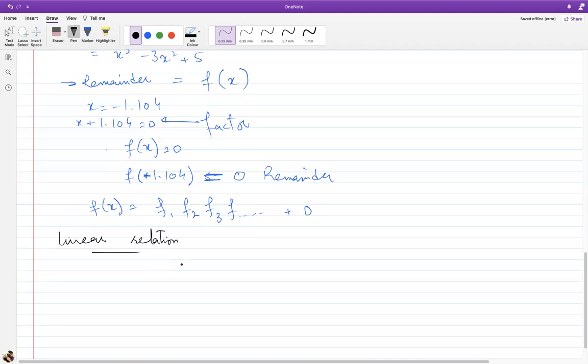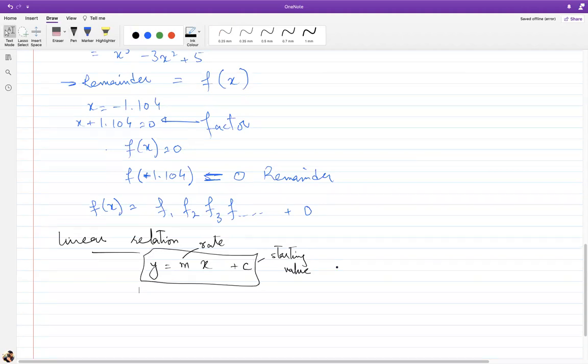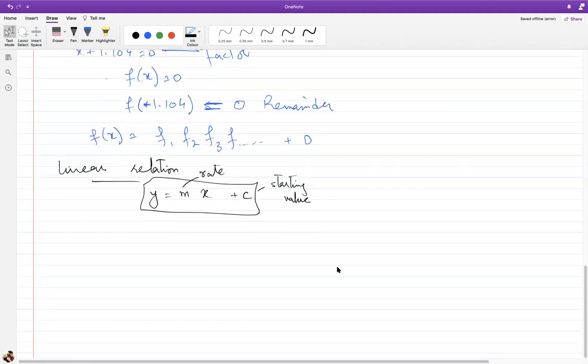We say that linear relation always depends on two things. How does something change? And what is the starting value? This is your starting value, like where does it have to begin? And this is the rate at which it changes. So mx plus c, two things tell us how a linear relation develops. So let me give you an example.